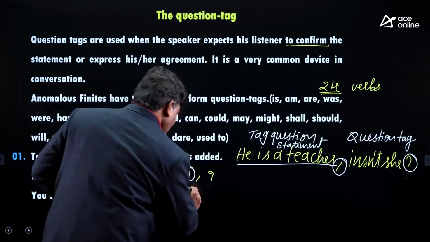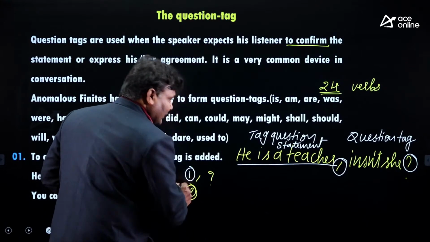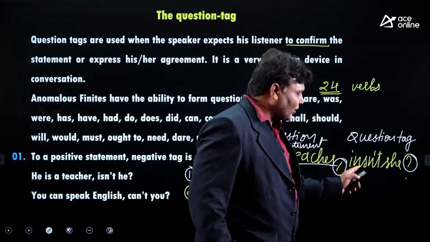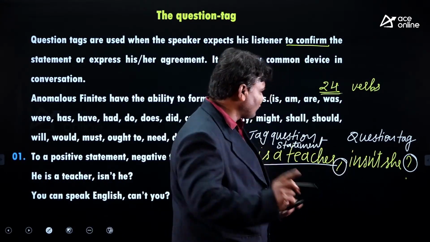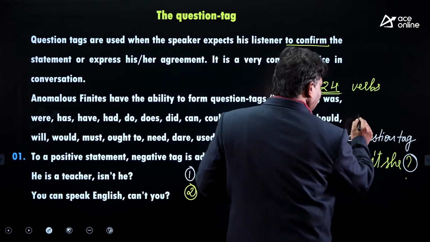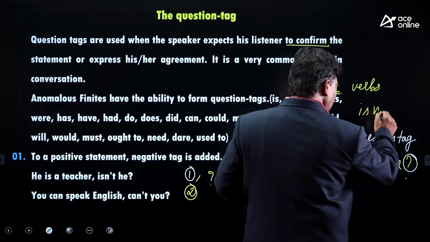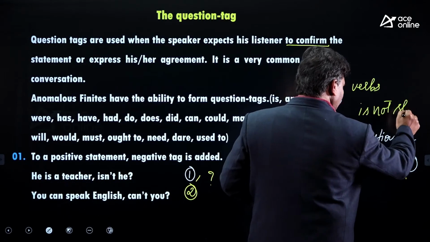What is number 2 now? This is the contracted form, not the full form. The full form will be like this now: is not she.